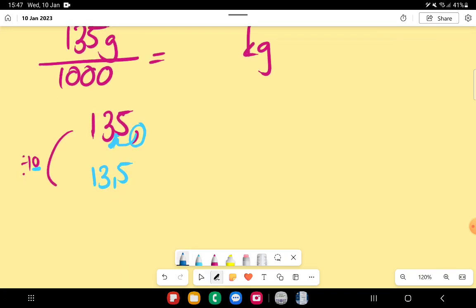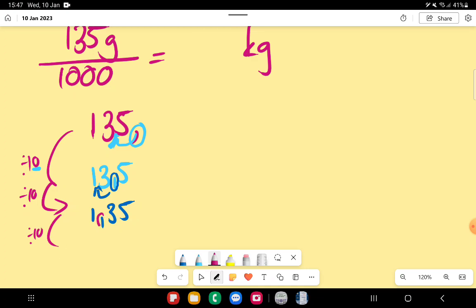If I divide by 10 again, I'm going to move this comma one place. So now it becomes 1,35. So again, that is divide by 10. We divide again, and we need to do it one more time. Divide by 10, the third time, right?